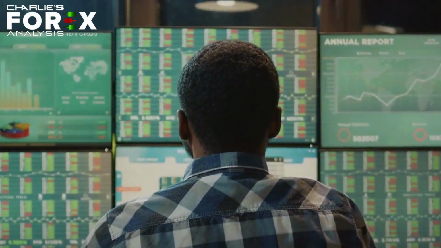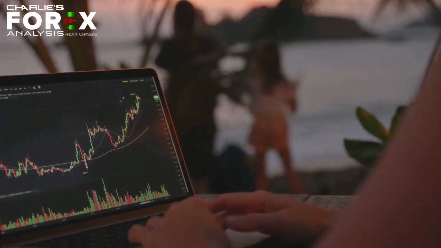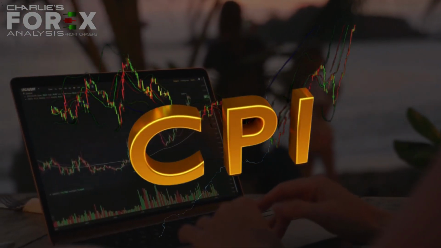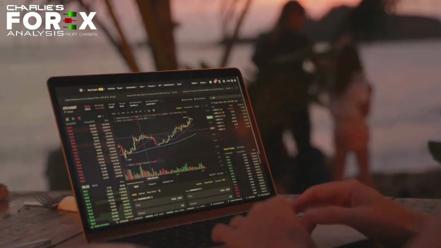Hi there, fellow traders. Today we're diving into the nitty-gritty of an economic indicator that can significantly impact Forex markets, the Consumer Price Index, or CPI. But why does CPI matter in the world of Forex?